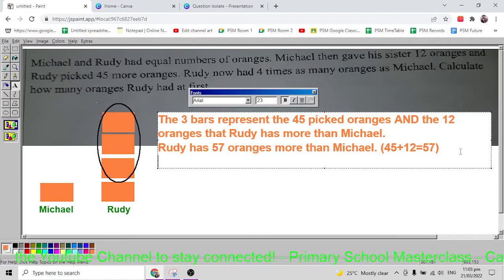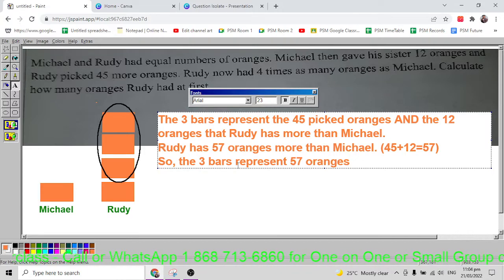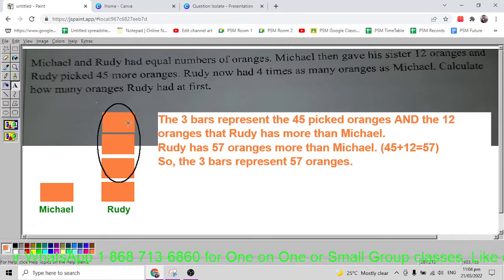So now we see writing a lot, again, for your understanding. You're not going to be writing all of this in the exam, right? There are other questions as well. So the 3 bars we're looking at there represent 57 oranges. Those 3 bars there, 1, 2, 3. This is the 57 oranges that Rudy has more than Michael.